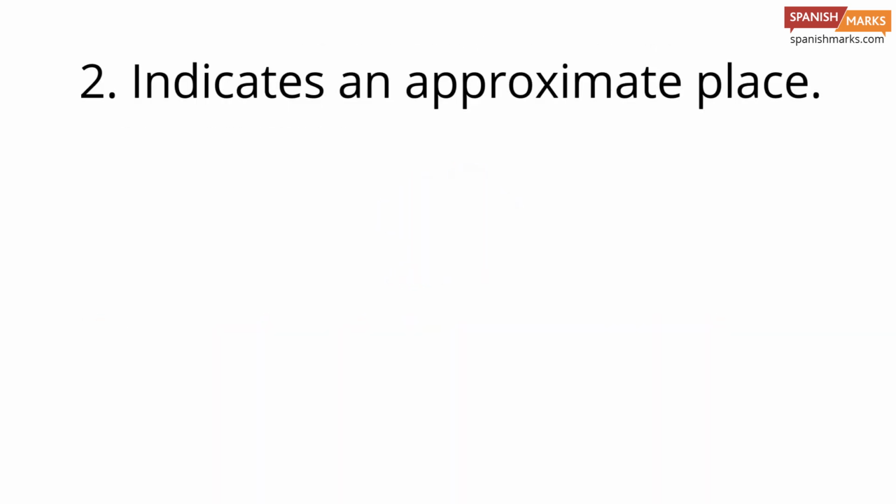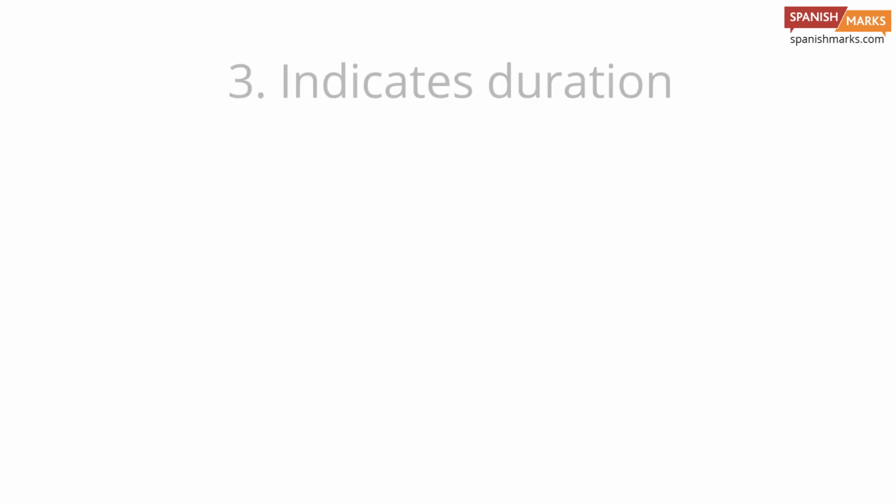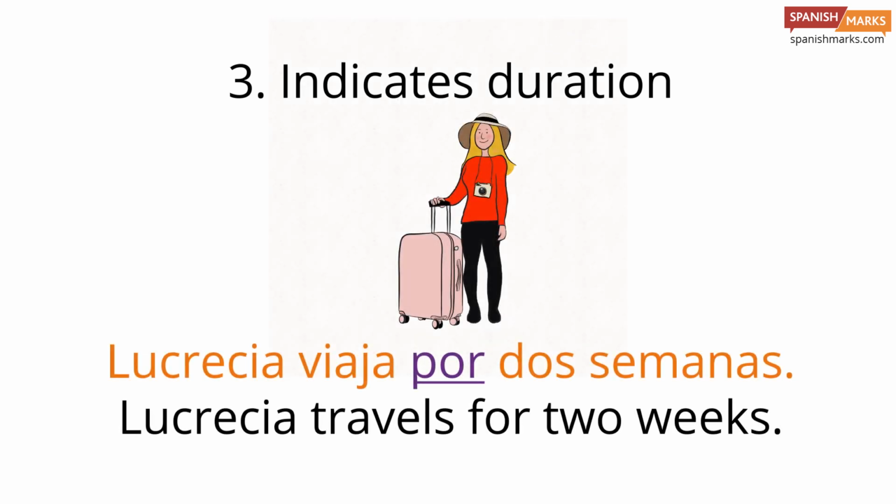Indicates an approximate place. Pepe vive por el centro. This one is fairly self-explanatory. Indicates duration. Lucrecia viaja por 2 semanas. You use por when talking about how long something takes place. So, Lucrecia traveled for 2 weeks.